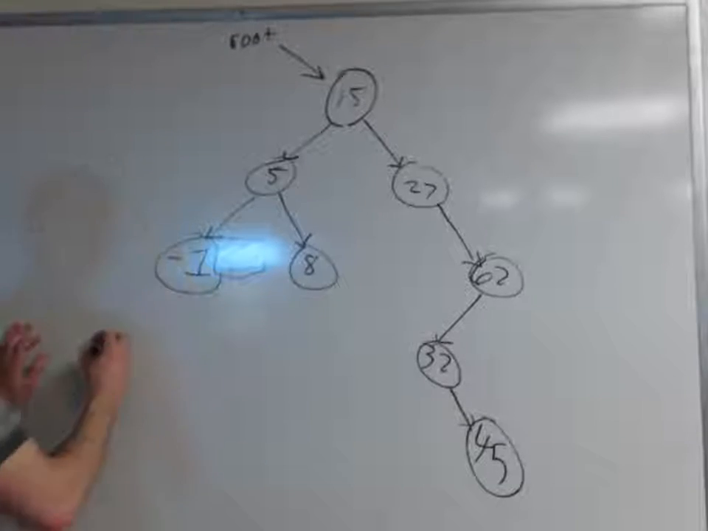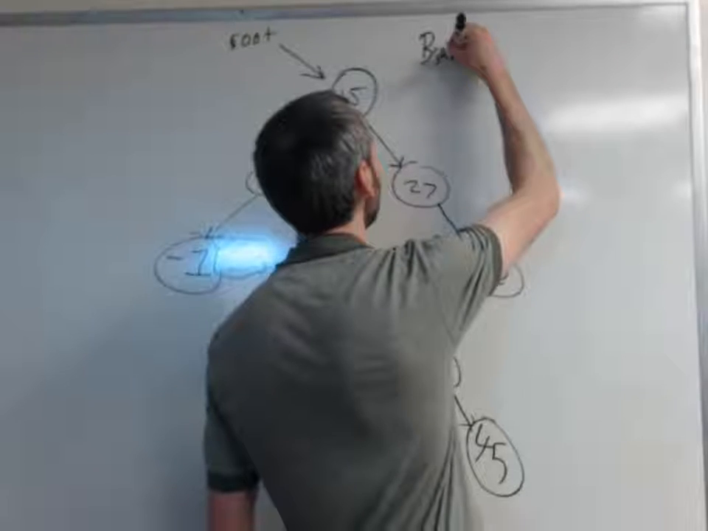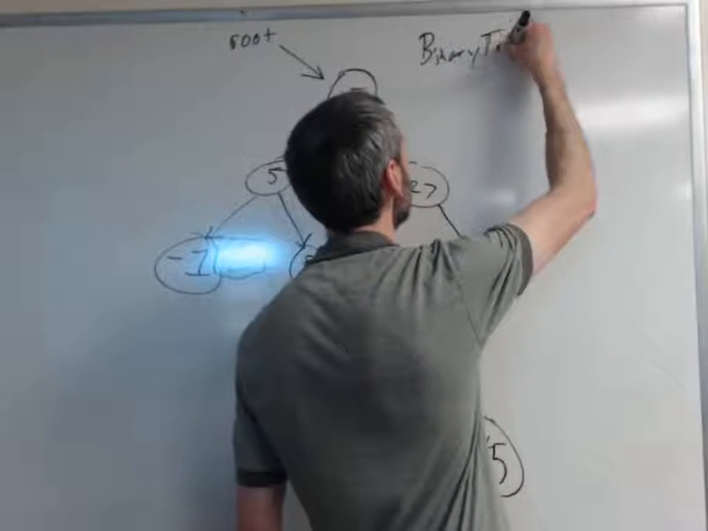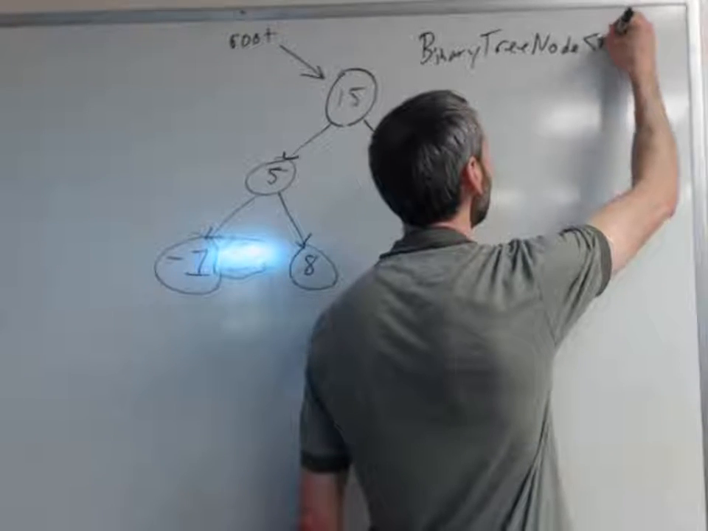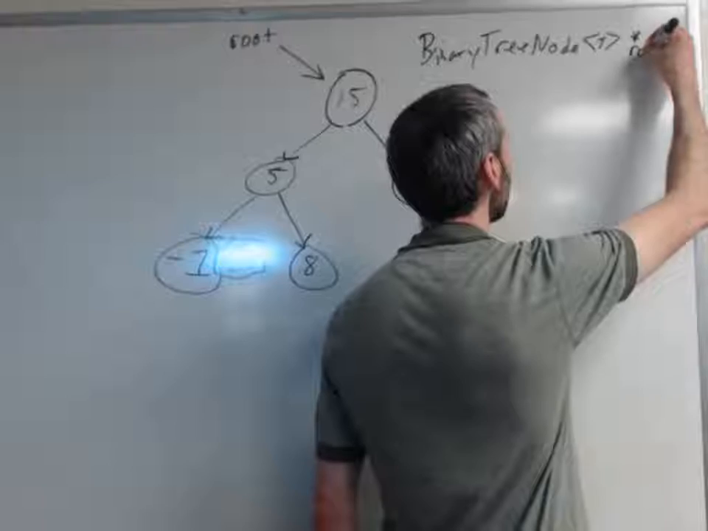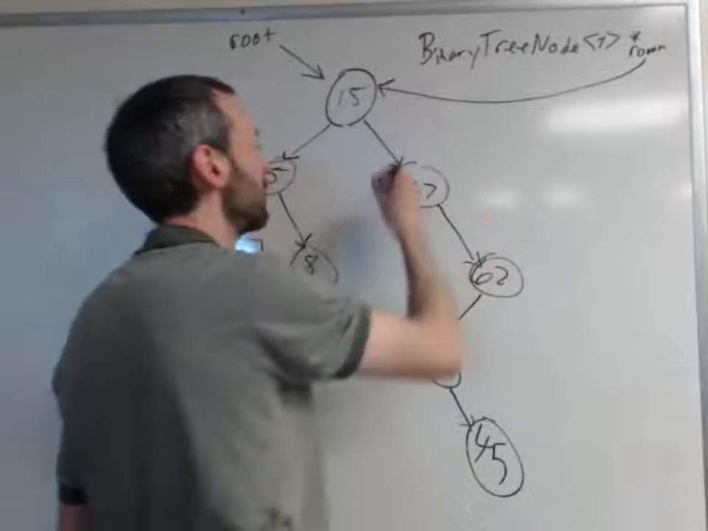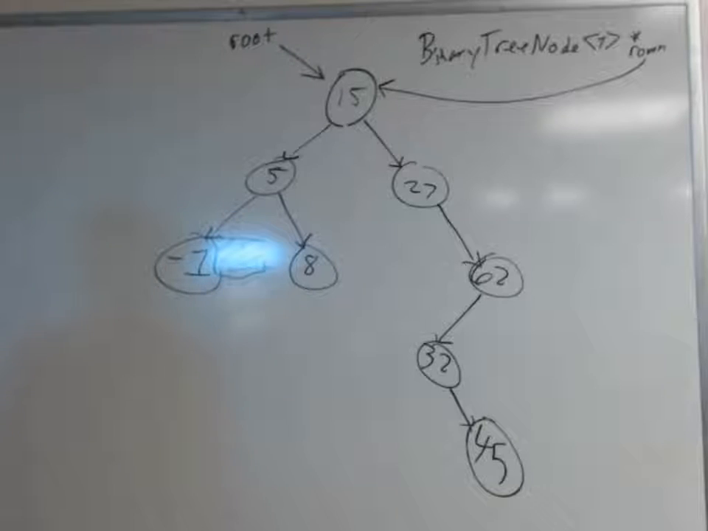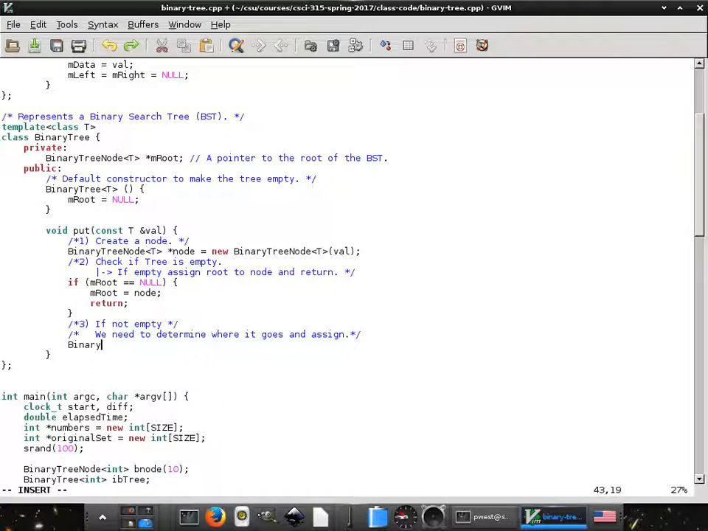So we will have binary tree node t star rover, and it's going to initially point to root, right? Yes. All right, let's do that first. So we're going to have binary tree node t star rover equals m root.